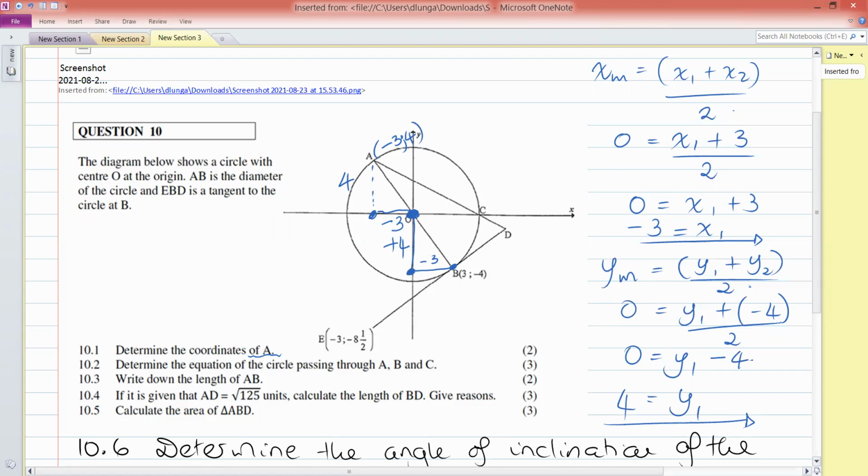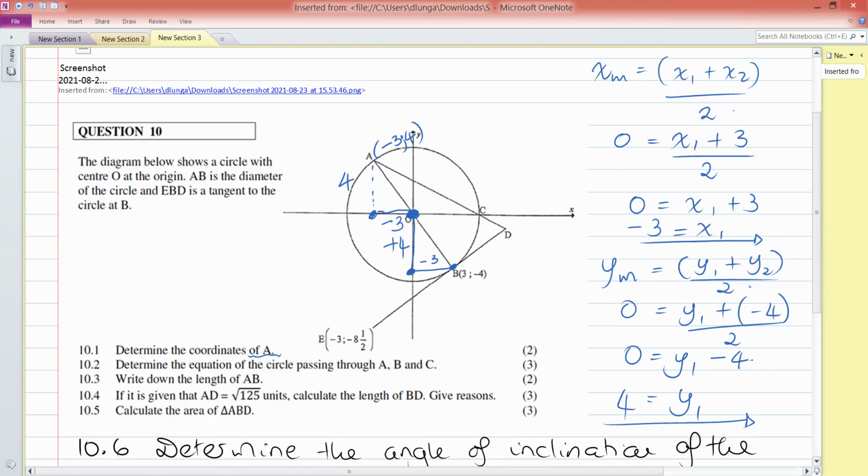Ma'am, for that question, if you can just see it, do you get both marks for just writing the coordinates, or do you have to show working out? So you're going to get both marks just for showing the coordinates. You don't have to show working out. Thanks, ma'am. Alrighty. So that was 10.1.